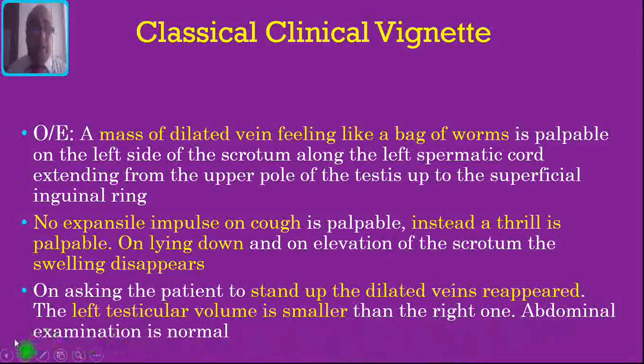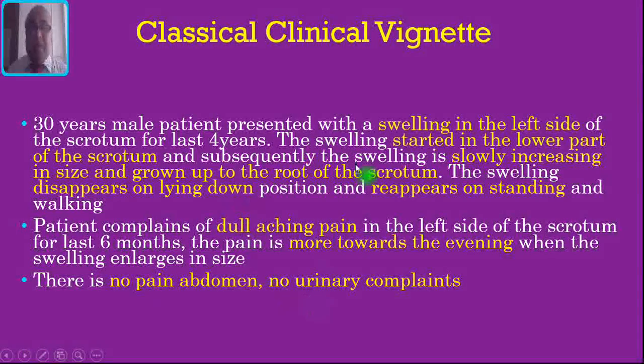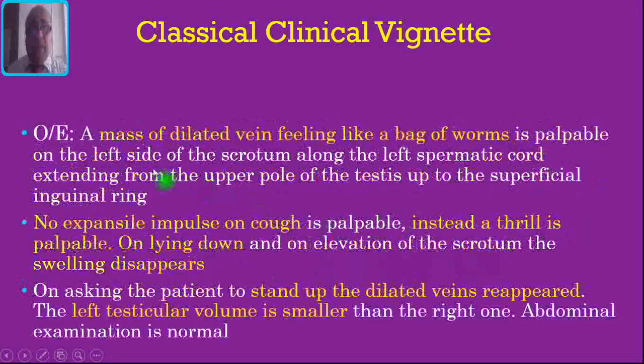Abdominal examination is normal. So with this clinical finding, the patient is mainly presenting with a swelling in the left side of the scrotum that started in the lower part of the scrotum and extending upwards. He is also having dull aching pain more towards the evening time, and on examination you are able to palpate a mass of dilated veins feeling like a bag of worms in the upper part of the scrotum. There is no expansile impulse on coughing, but a thrill is palpable. On lying down, the swelling disappears. On standing up, it reappears. The testicular volume also is smaller compared to the opposite side.